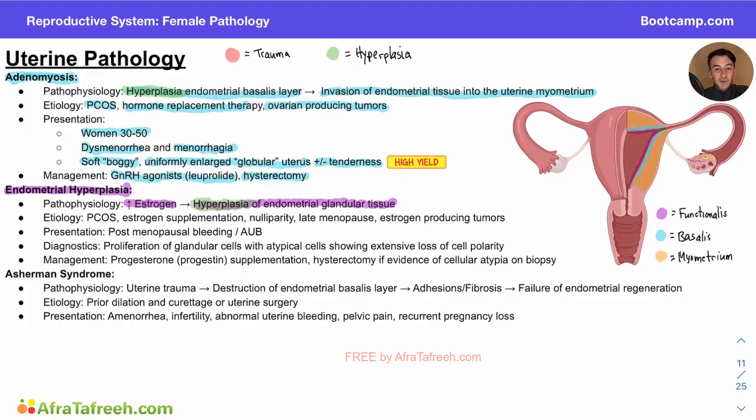And our etiology is going to be very similar. It's going to be states with really high estrogen, so PCOS, estrogen supplementation, nulliparity, late menopause, or estrogen producing tumors. These are all going to predispose a patient to developing endometrial hyperplasia.